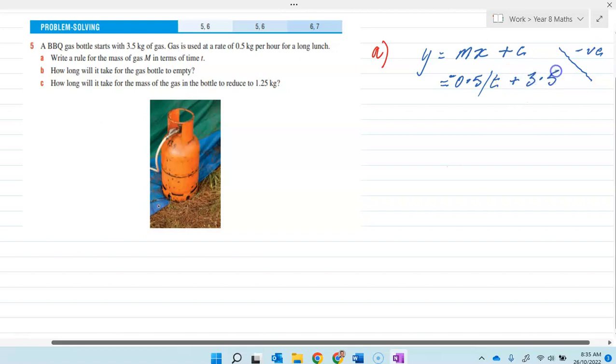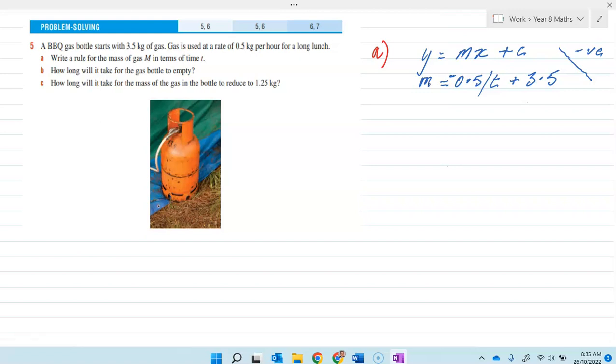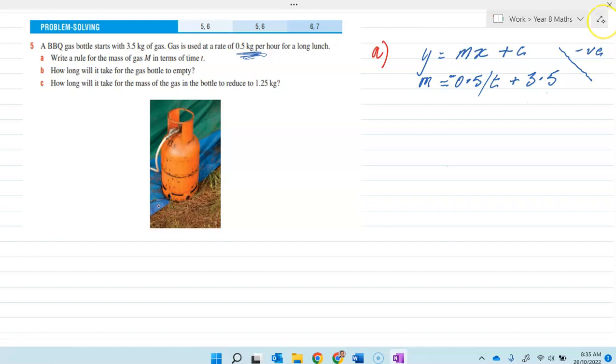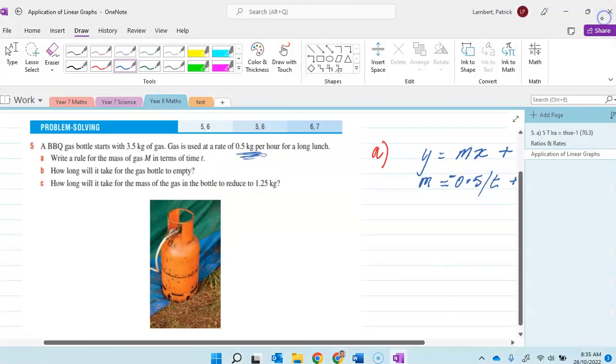So there's our rule. Ignore that it's m, but it's the mass of gas, equals negative 0.5t, where t is time, plus 3.5, because it's losing 0.5 kilos per hour. And it starts with 3.5 kilos and loses this at a rate. So it's a negative rise. How long will it take to empty the gas bottle?